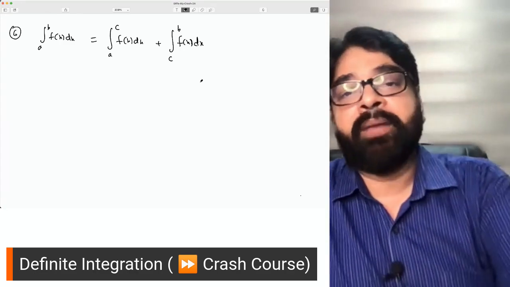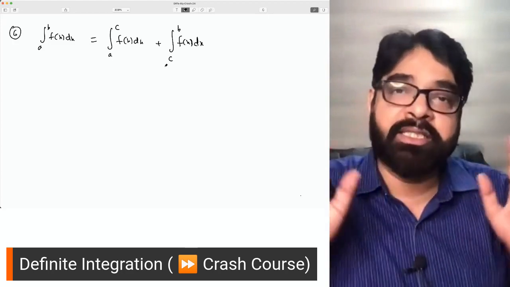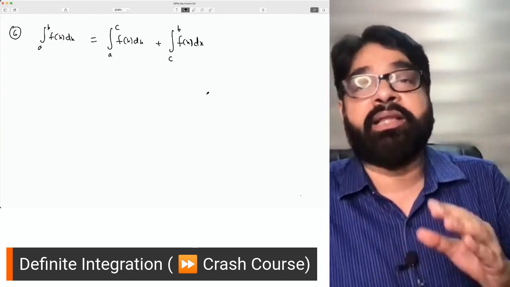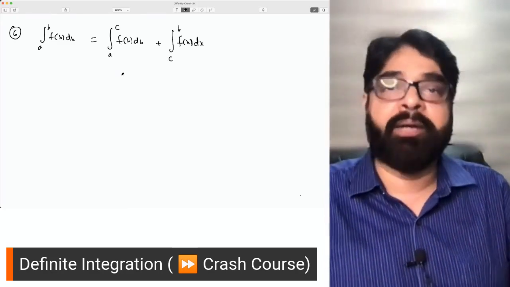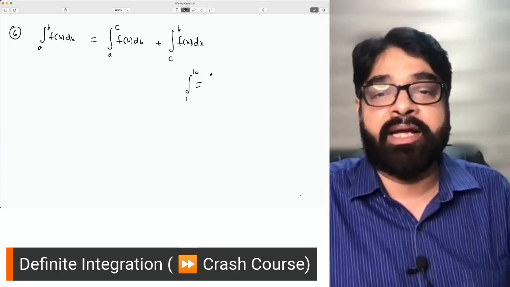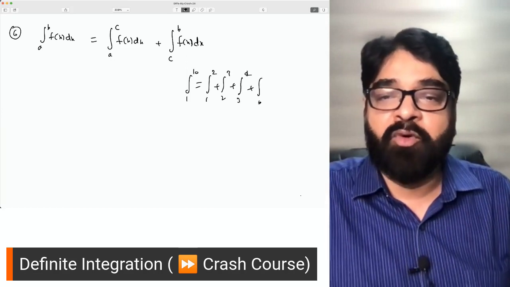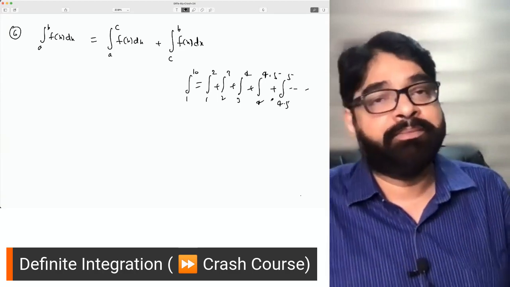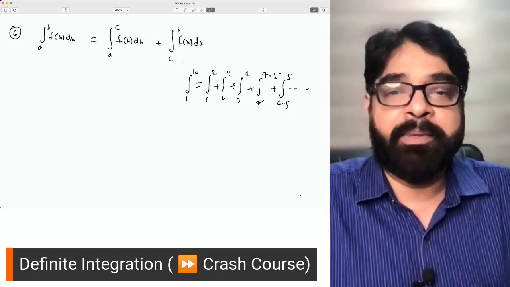Some students always have the confusion that c should lie between a and b. No, it should just be inside the domain, that's all. At any moment, you can break the definite integration into 2 parts, 3 parts, 4 parts, 100 parts. Suppose somebody says, I want 1 to 10. So I can write 1 to 2 plus 2 to 3 plus 3 to 4 plus 4 to 4.5 plus 4.5 to 5 and so on. You can break it as much as possible. There is no problem. So it can be split.